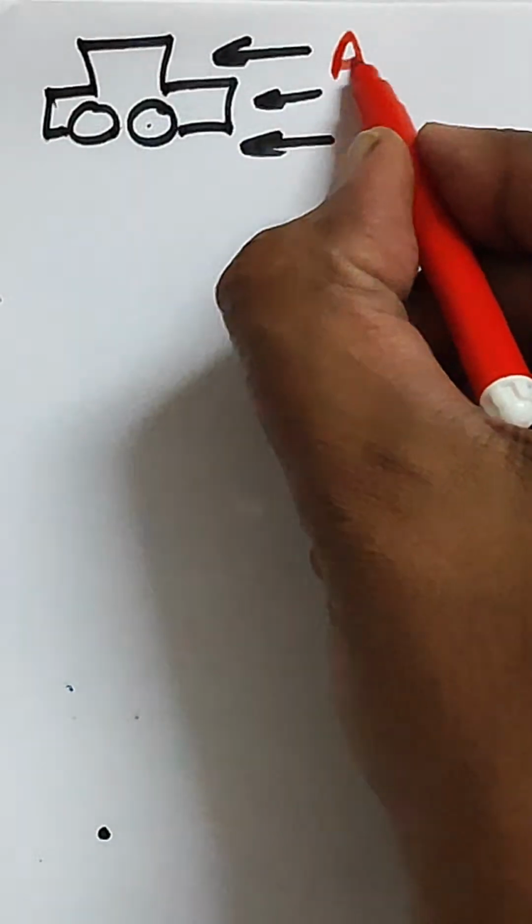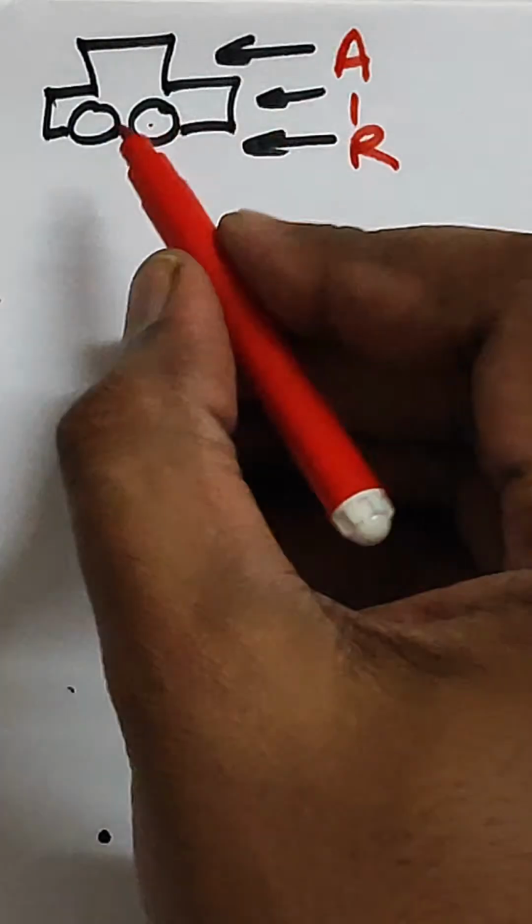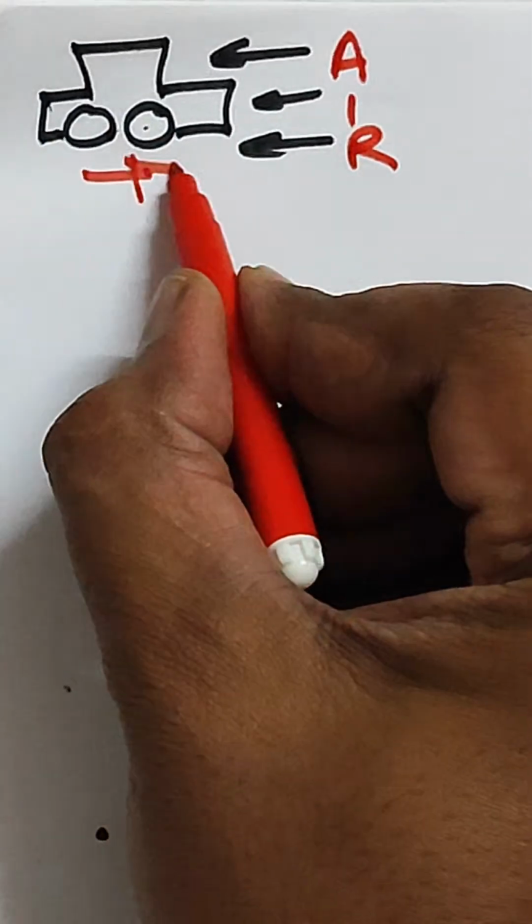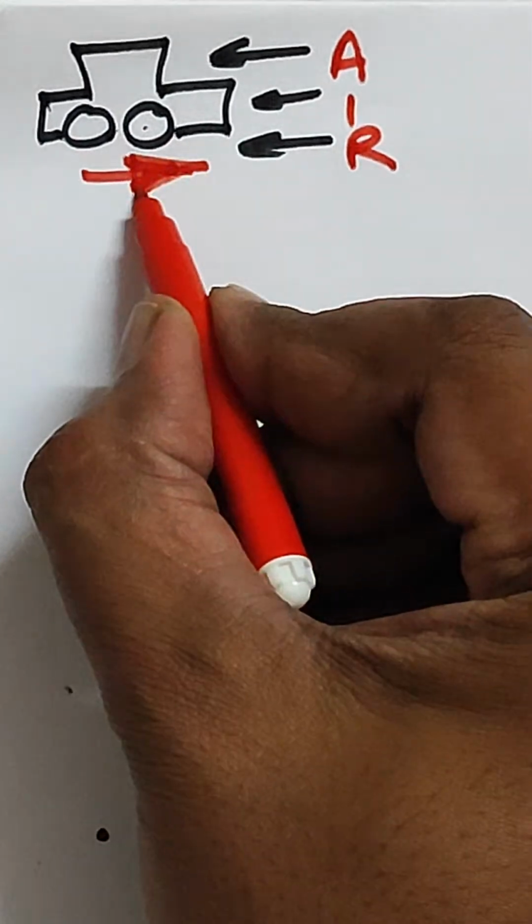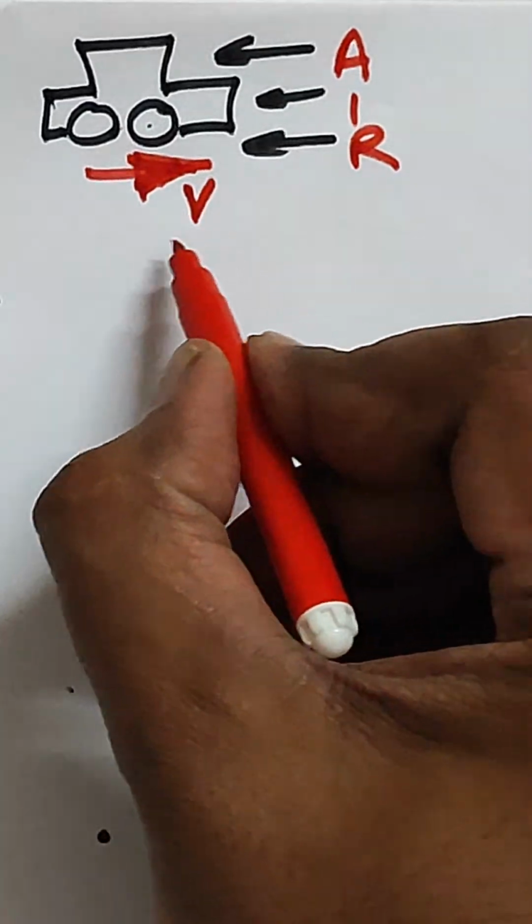So let me zoom a little. So we can say that the air which is coming from the opposite direction will be restricting the velocity of the car. This is the velocity of the car.